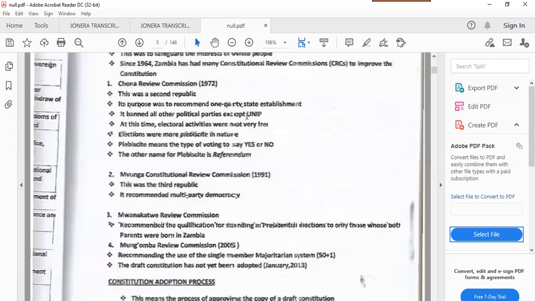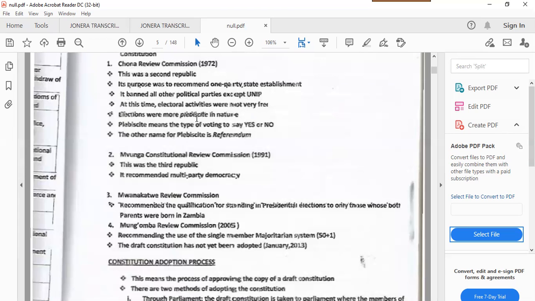So they just wanted one person to rule. At this time, electoral activities were not very free. So it was like you've gained independence, but you're still not democratic. Elections were more of a dictator, sort of fake in nature, which is a plebiscite.